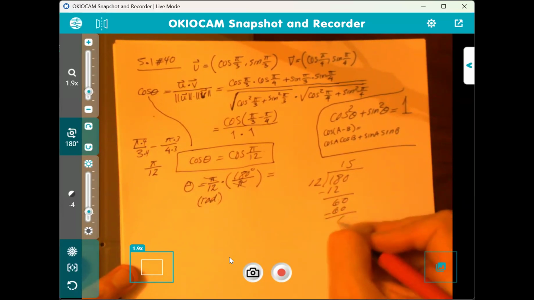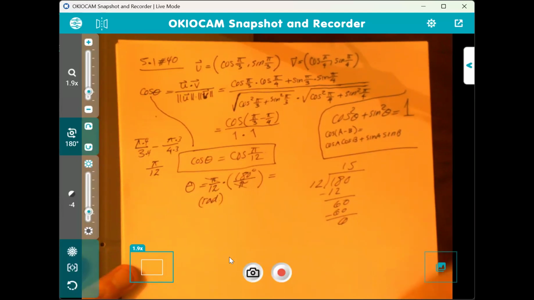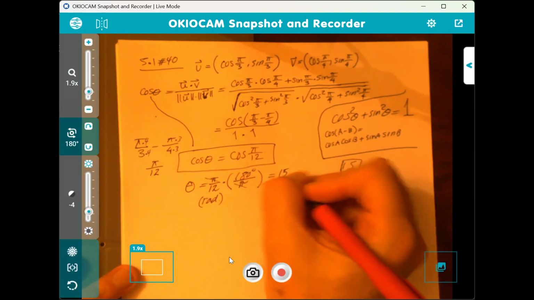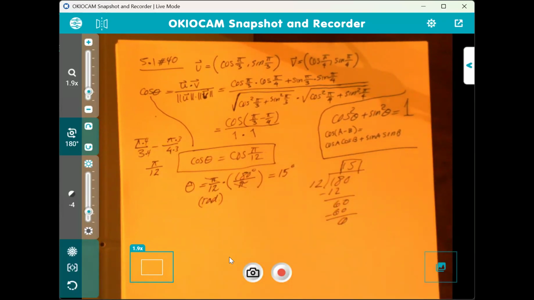So I don't have a calculator on me. Oh, 0. And there you go. The answer is going to be 15 degrees. That's the measure of the angle. So the angle between those two vectors is going to be that. All right. Are we okay on this work?